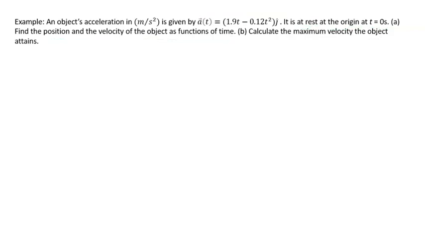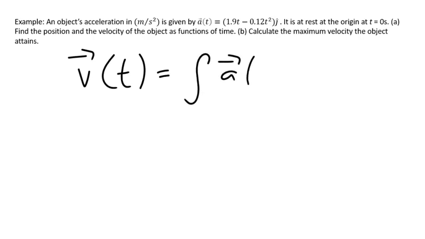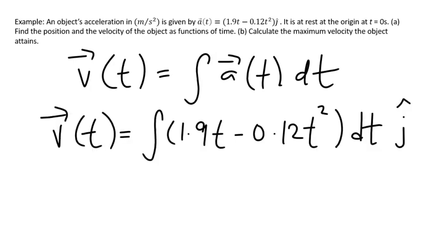So first let's calculate the general expressions for the velocity and position. We'll start with velocity. To find the velocity, we need to integrate the given expression for the acceleration. That's the definition of it, which after substitution for the acceleration function yields the following. Do not forget the j hat as always.